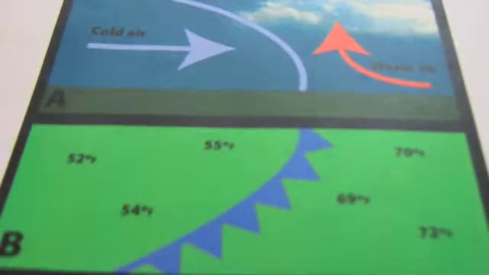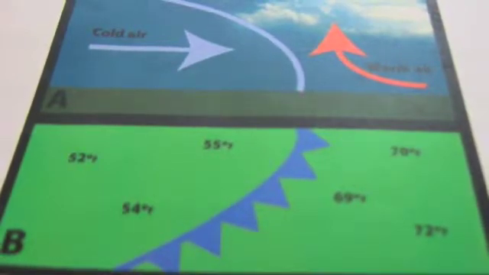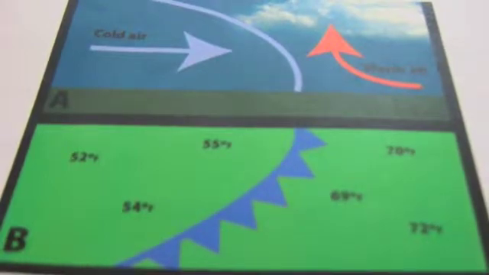A warm front is warm air being pushed up by a cold front, which is cold air. Then the warm air mass rises. As it rises, it turns into an area of clouds.